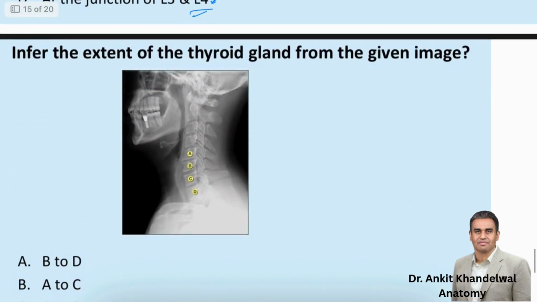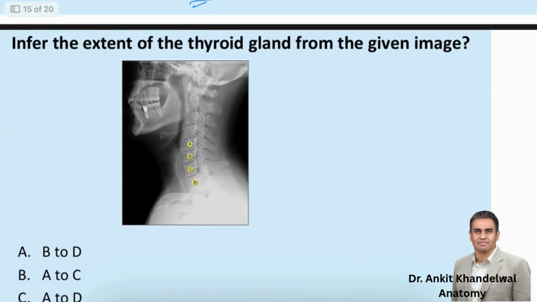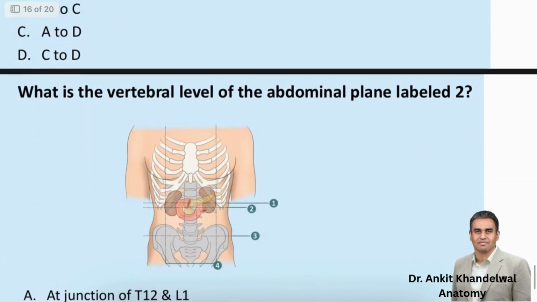The thyroid gland they have asked in a lateral X-ray. The options A, B, C, D are given over here. They ask about the extent of the thyroid gland. Also do remember the isthmus of the thyroid gland lies somewhere around the C7 vertebra, that is below the cricoid.